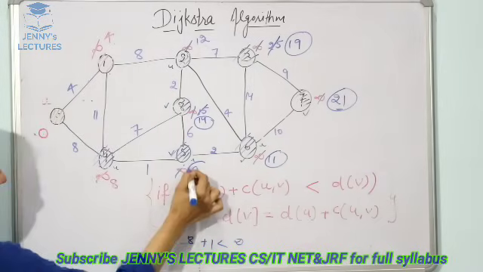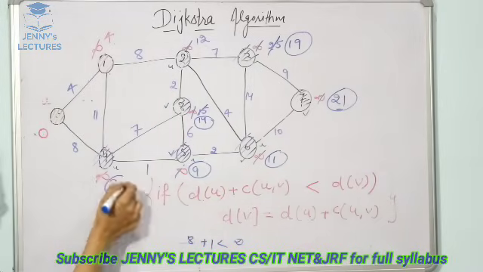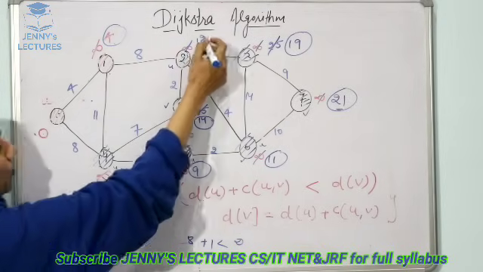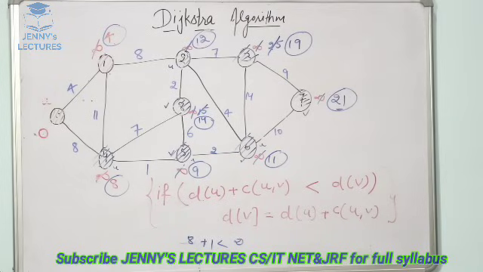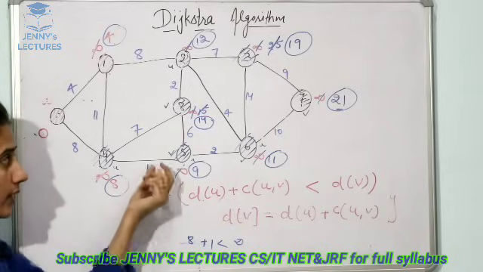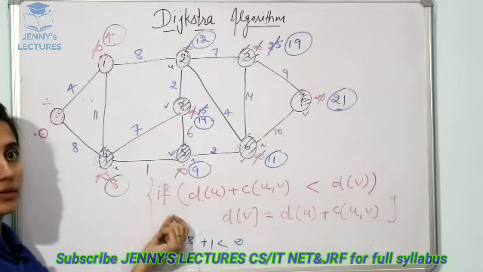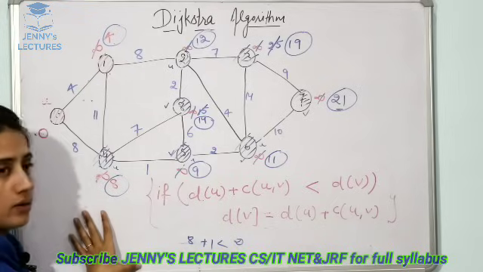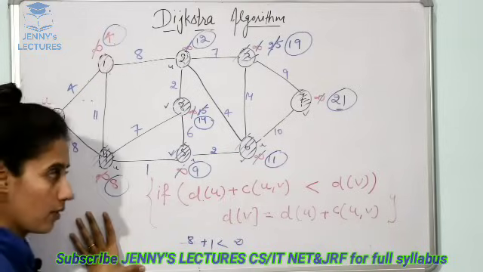From 0 to 5, 9. From 0 to 4 we have 8. From 0 to 1 we have 4. From 0 to 2 the shortest distance is this 12. So this is the working principle of Dijkstra algorithm. Now see, this Dijkstra algorithm works on undirected graph and directed graph as well. Okay, now we will take one more example of directed graph.